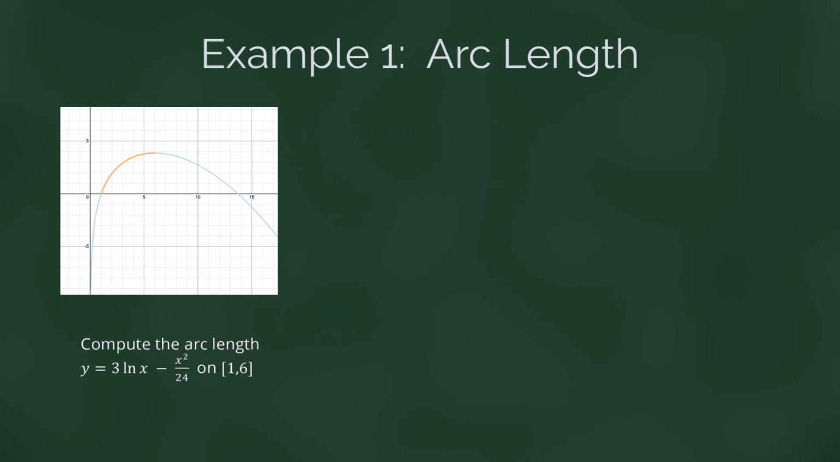Let's try using this formula by computing the arc length of the graph of y equals 3 ln x minus x squared over 24 on the interval from 1 to 6. The region we're trying to find the length of is highlighted on the graph shown on the screen. Our function is y equals 3 ln x minus x squared over 24. We're going to need to take the derivative of this. So dy dx is going to be 3 over x minus x over 12.